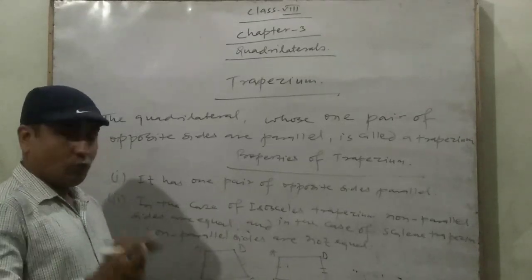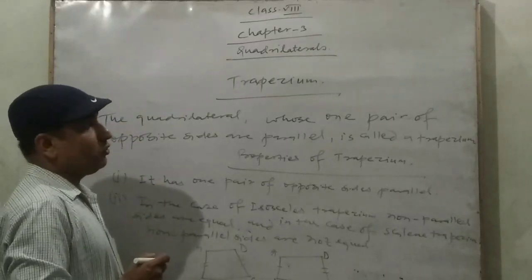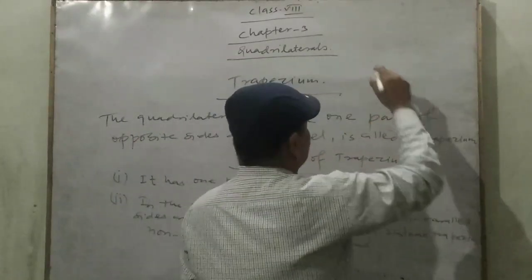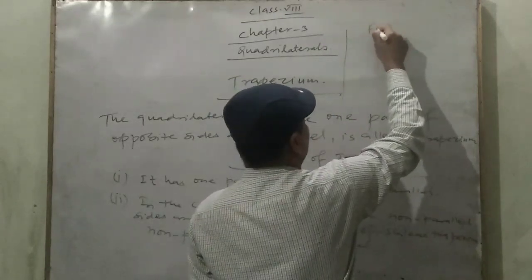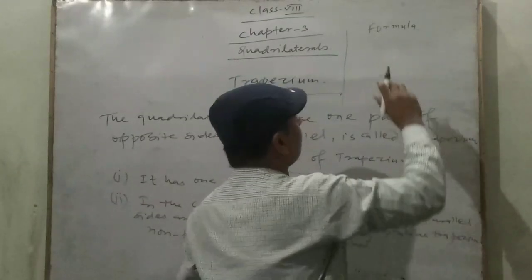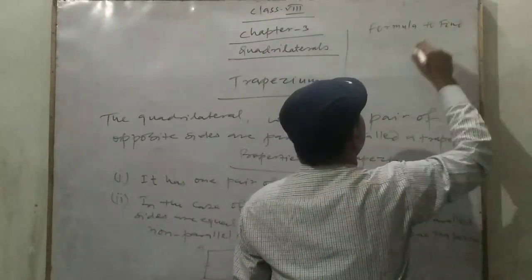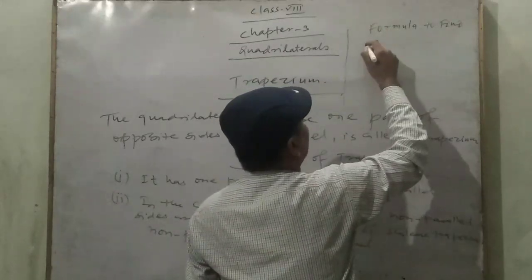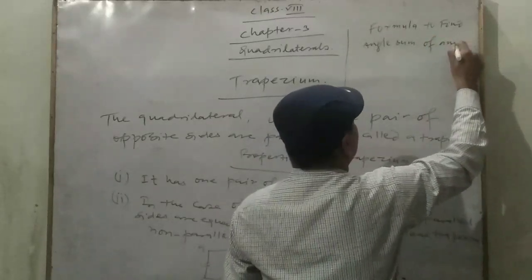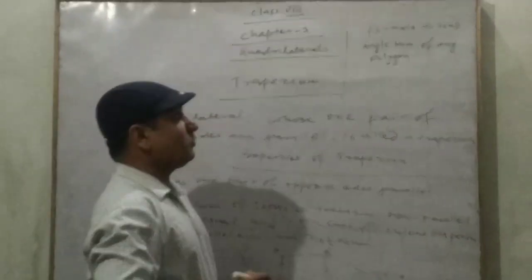Now one point has been left for you to make questions, and one topic is left, and that topic is the formula to find angle sum of any polygon. You have to find the formula to find angle sum of any polygon.